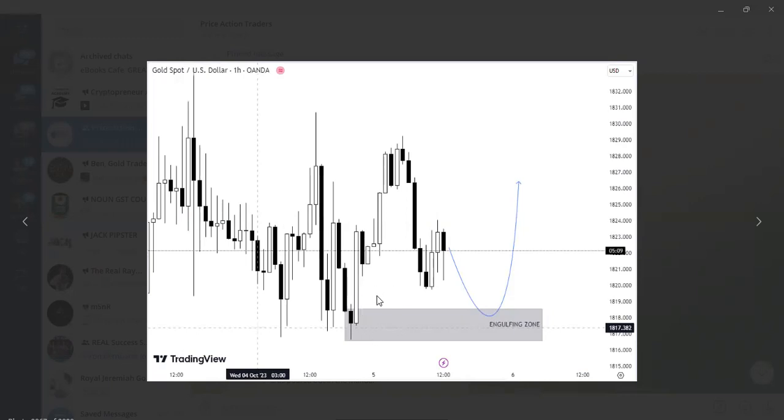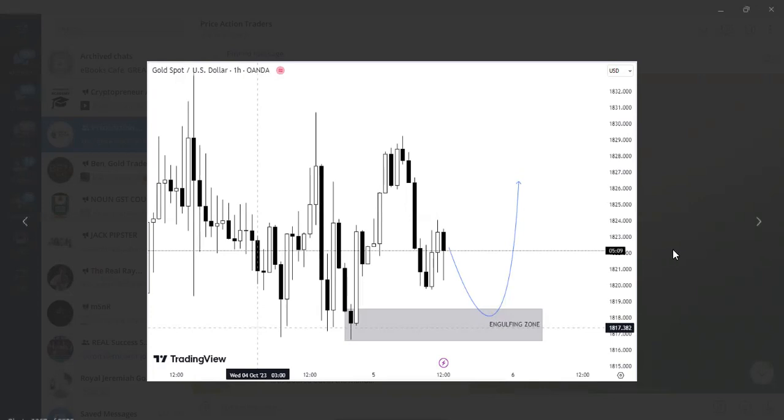Then after touching this, ICT guys, you know that. Price came down below the engulfing, but it wasn't closed below. Price only took liquidity below this engulfing. So it failed in that regard, but later went upward after it took liquidity below it.